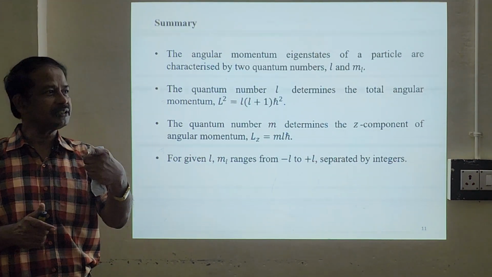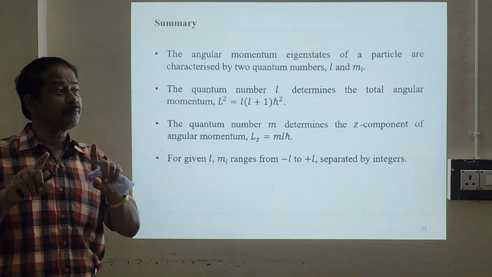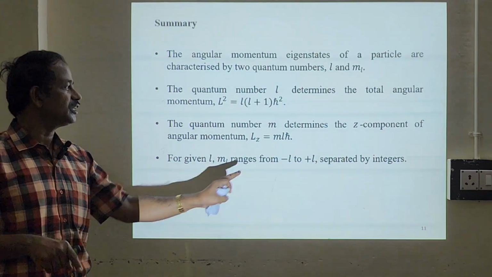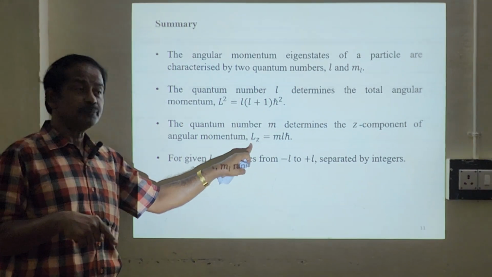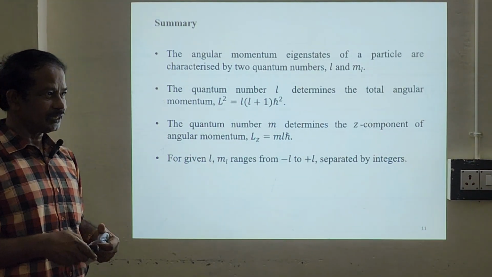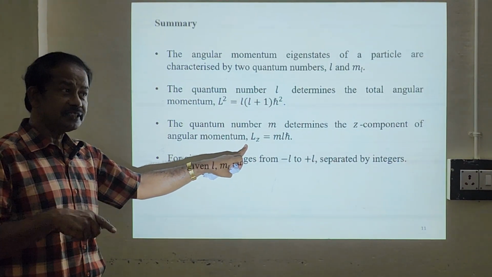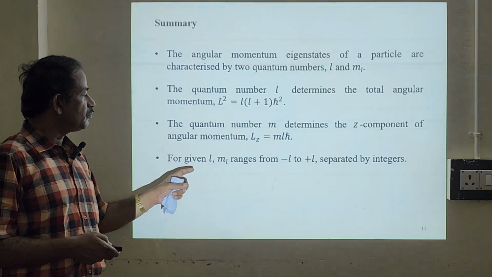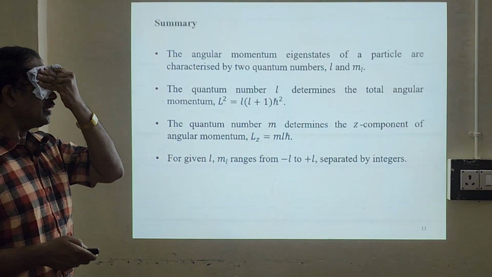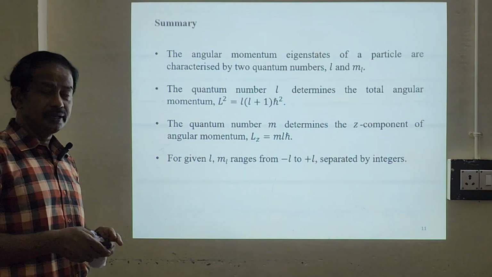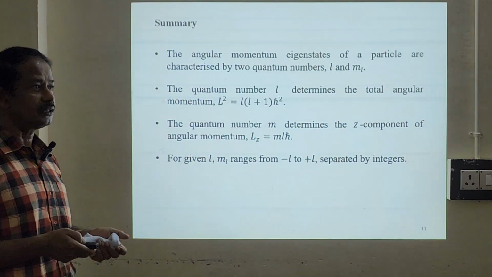So the moment you apply the magnetic field, and of course Ml will play a major role, that reference axis is nothing but the Z direction. So that's why we are giving much more importance to Lz, not Lx and Ly. Is it okay? So this is the reference axis of application of the magnetic field. That's all. So for a given L, Ml ranges from minus L to plus L, separated by integers. So all are integers. That's why we are able to get quantized energies, so all discrete energies.